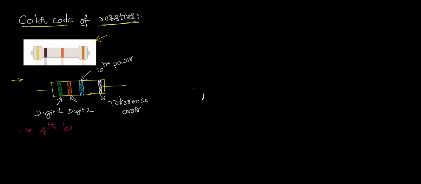The fourth band could be gold, which means the error in the given value could be plus or minus 5%. That fourth band could be silver, which says it has an error of plus or minus 10%. Sometimes, though not quite regularly, there is no fourth band at all. It means it's not very accurate, with a plus or minus 20% error.